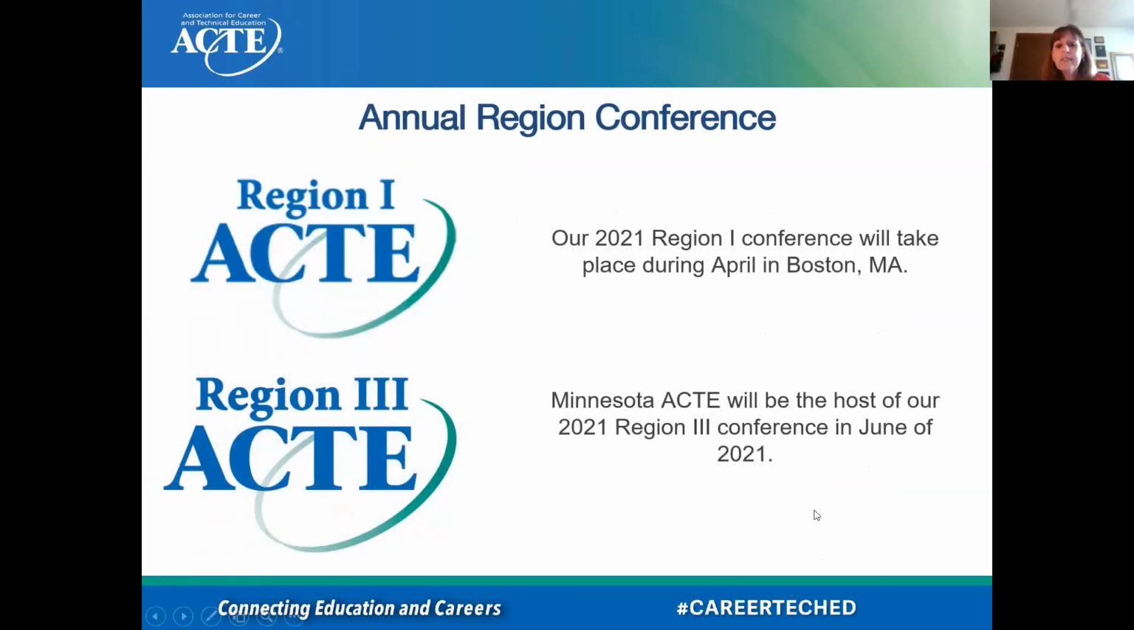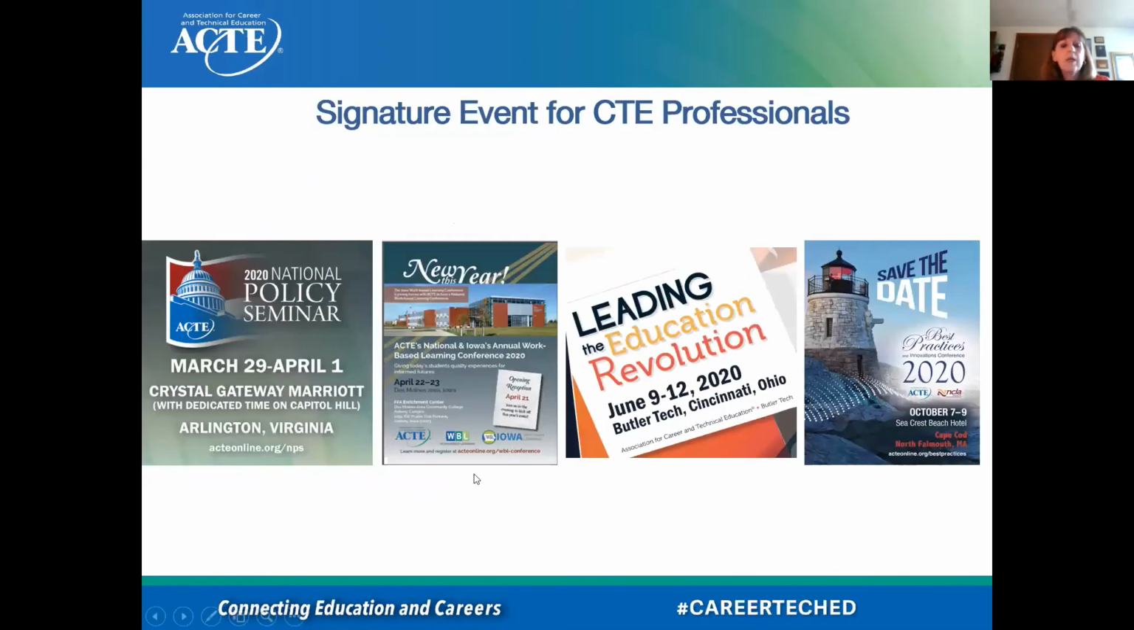Annual region conferences. My Region 3 conference is one of my favorite conferences also, but first we'll talk about Region 1. It is scheduled in 2021 in April in the Boston area, Boston, Massachusetts. Region 3 will be next year in Minnesota in June of 2021. And our Region 3 conference is in June after school's out, grades are turned in, and it's just a wonderful time to kind of relax but yet learn and network, and a good way to start your summer off right. So always an enjoyable conference.